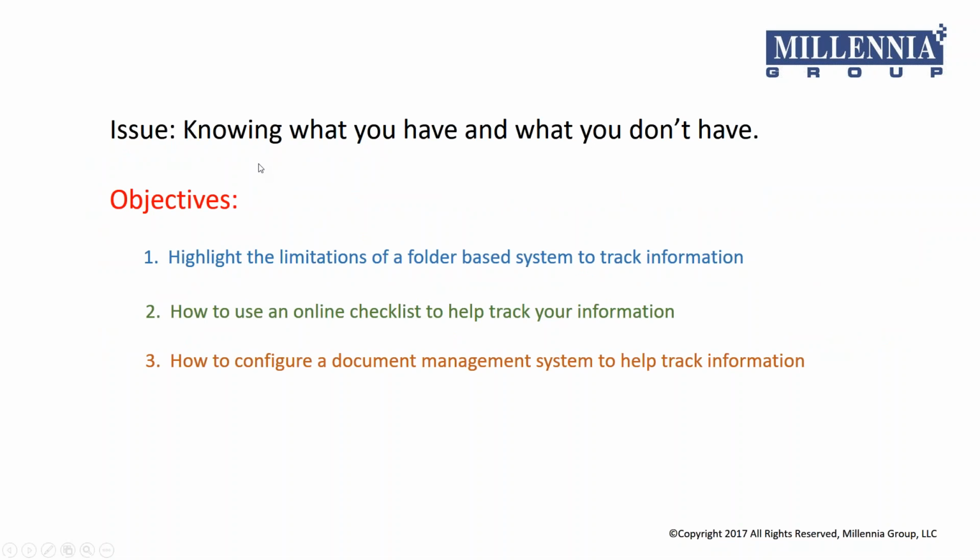The issue is really knowing what you have and what you don't have. We'll try to highlight the limitations of a folder-based system, whether that's Dropbox or Box or just a shared network drive. Then we'll show you how to use an online checklist that might be a project type tool only, but you can use it to help track information as well. And then we'll show you a document management system and maybe some tweaks you can make to an existing system to also help track information, including a workflow example.